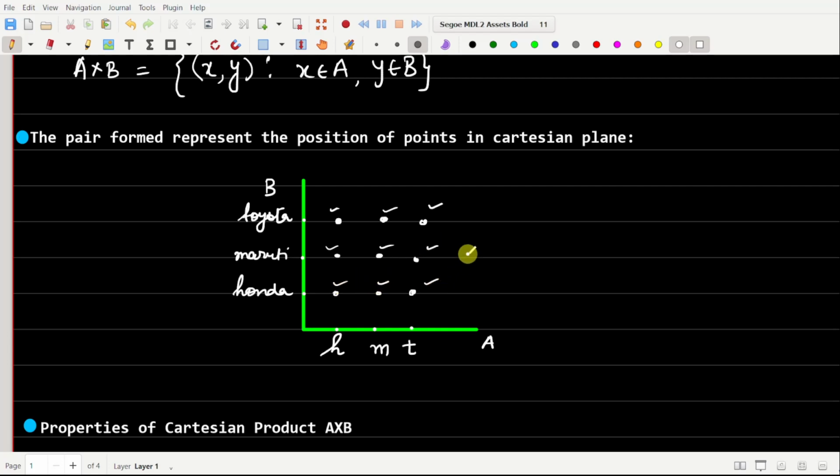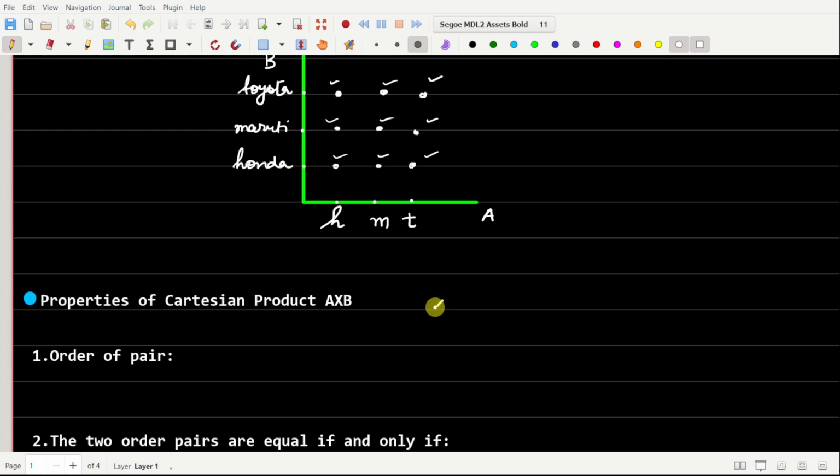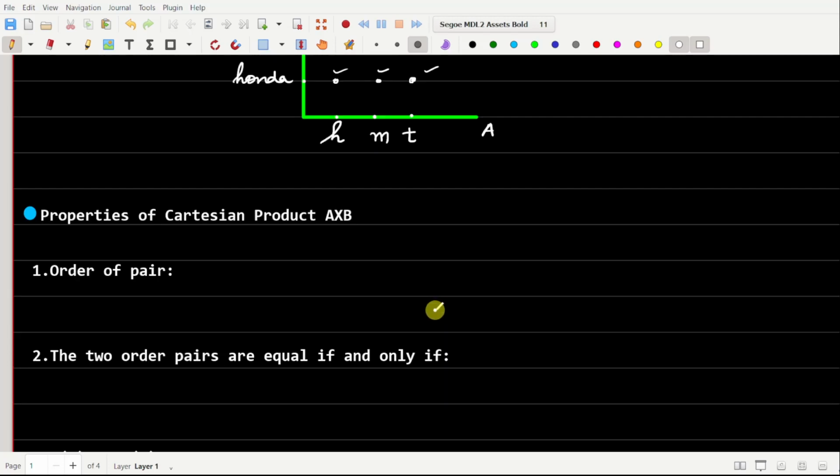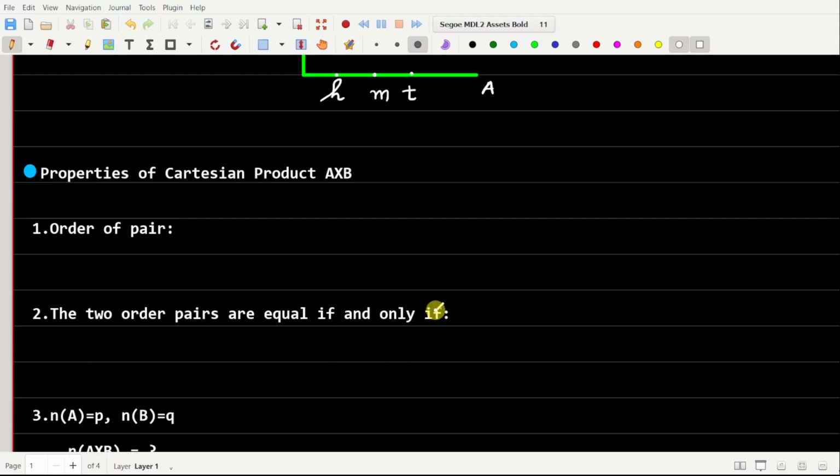So we will now see what are the properties of the Cartesian product A cross B. So, the order of the pair. Let us say we have got two pairs, 1 comma 2 and 2 comma 1. So are these the same or are these different? So basically the order of the elements in the Cartesian pair is very important.